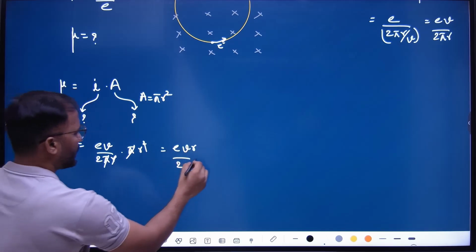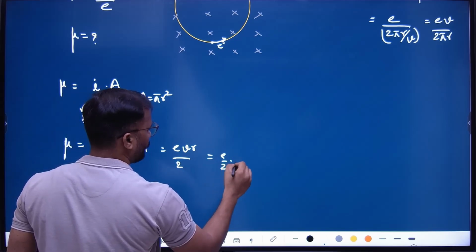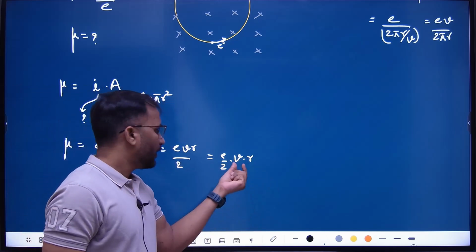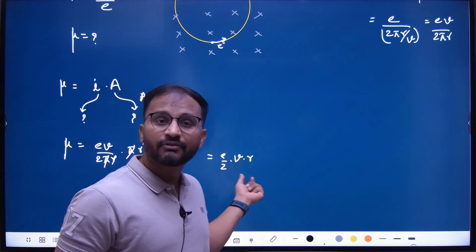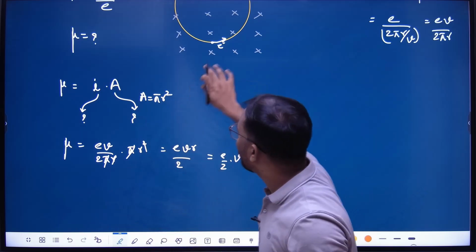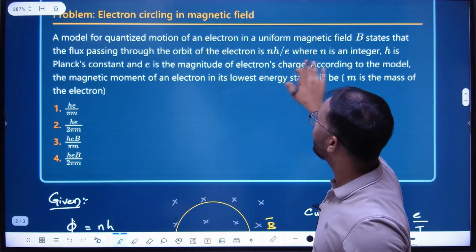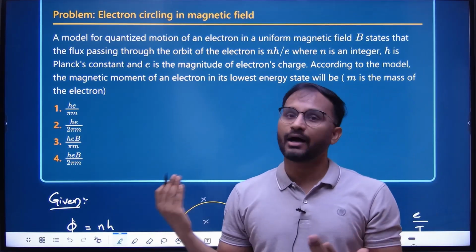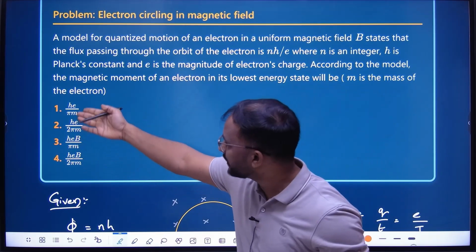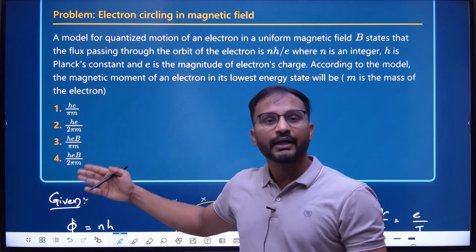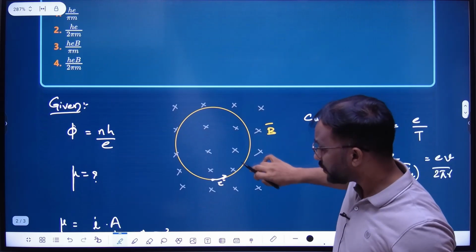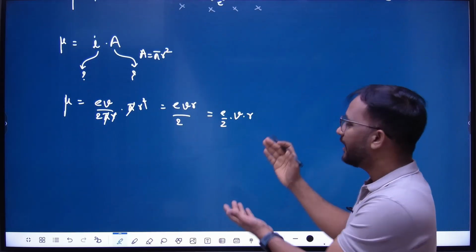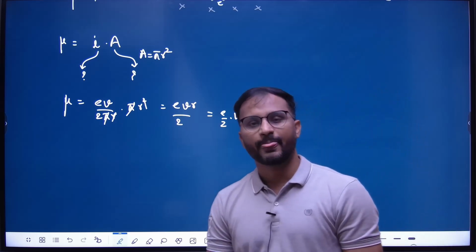Understood? Let me write it slightly differently. It is e by 2 into v into r. Yes or no? I just have rewritten it in a different format. Now, the question here is, what is the value of v and what is the value of r? Because in the problem, he never stated that the speed of the electron is v, and he never stated that the radius of the path is r. He didn't say anything about that. Neither of the options contains these terms. So which means we need to eliminate v and r.